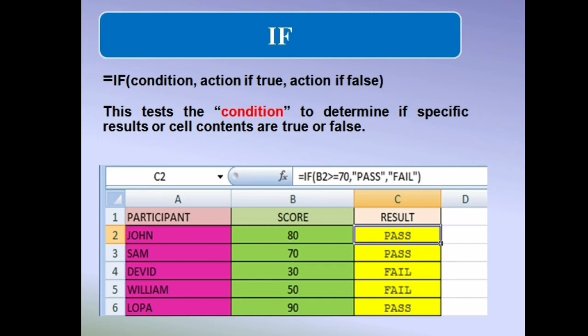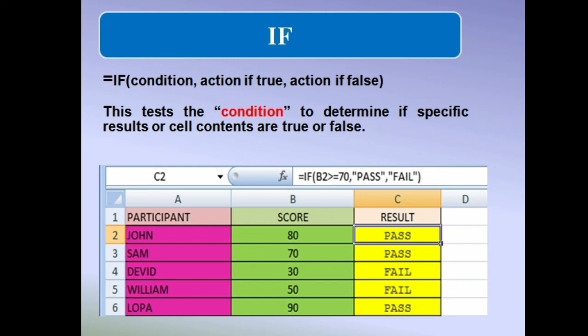This is the syntax: if, then in brackets condition, true statement, and then false statement. It will check the condition and then determine the result. Here the condition is if B2, it means what? Score is greater than or equal to 70, then the result of the participant will be pass. Otherwise, if cell B2, it means score is less than 70, then the result of the participant will be fail. So this is a very important function.